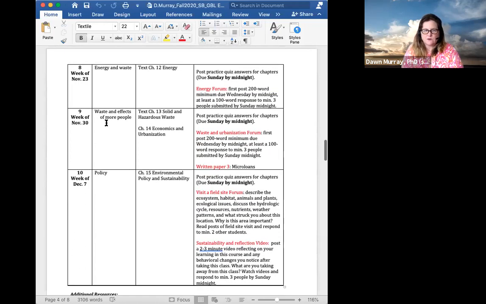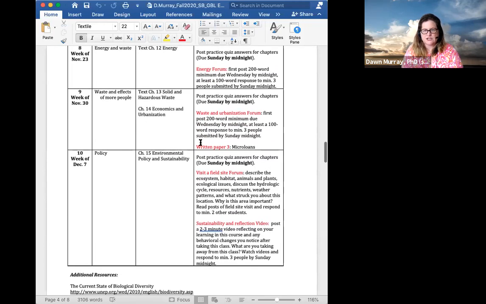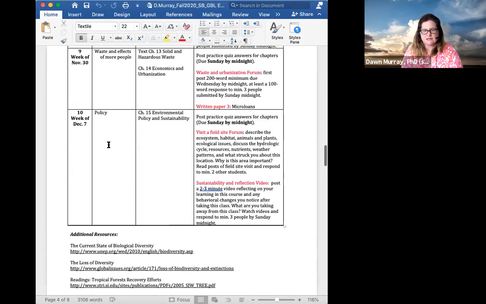Week 9, waste and effects of more people, 2 chapters to read, a practice quiz, a forum on waste and urbanization, and then a paper on microloans. And week 10 is policy. 1 chapter, practice quiz, and this is your field site forum. It's there. It's not in any specific week because you can do this project at any time during the quarter.